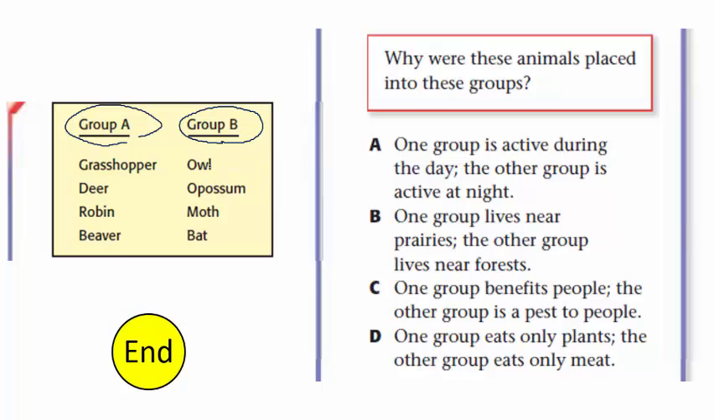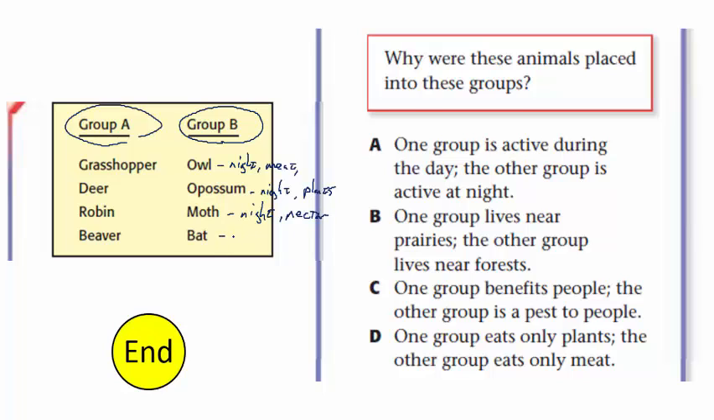The answer, I mean, without spending a ton of time on this, owls, when do they come out? At night. What do they eat? Well, they eat meat. Opossums, when do they come out? Night. What do they eat? Plants. Moth, when do they come out? Night. What do they eat? You know, I'm not even sure. I think they eat, what do they eat? Nectar?